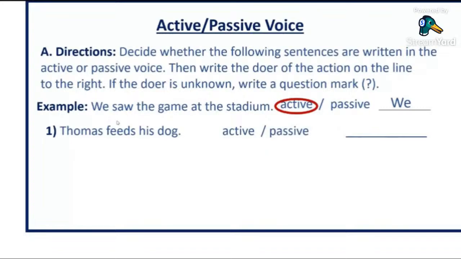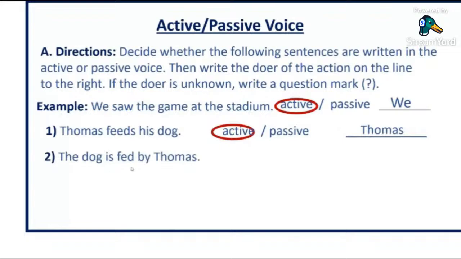Active, passive. Answer is active. And we have here Thomas. Number 2. The dog is fed by Thomas. Active, passive. It's passive. And the doer, we have Thomas.